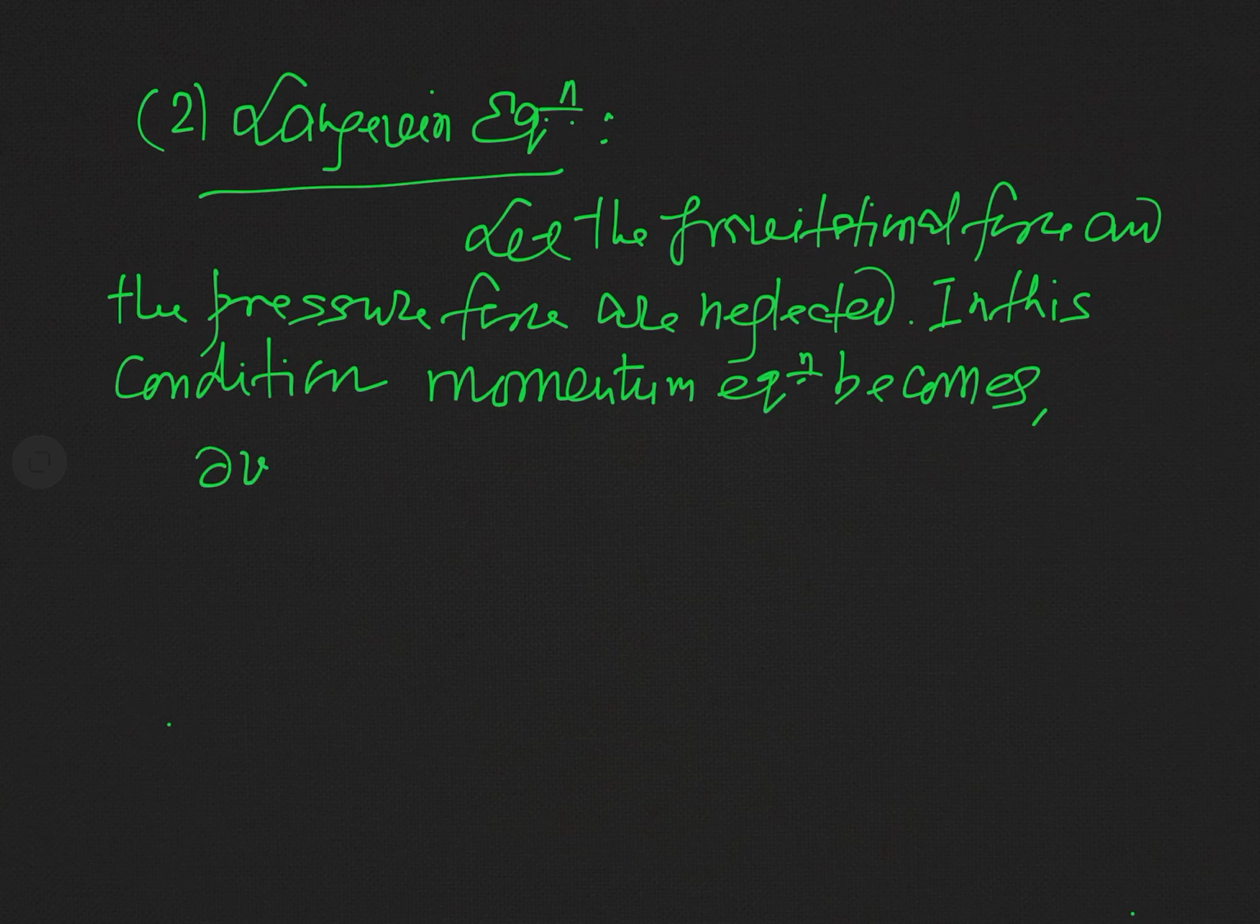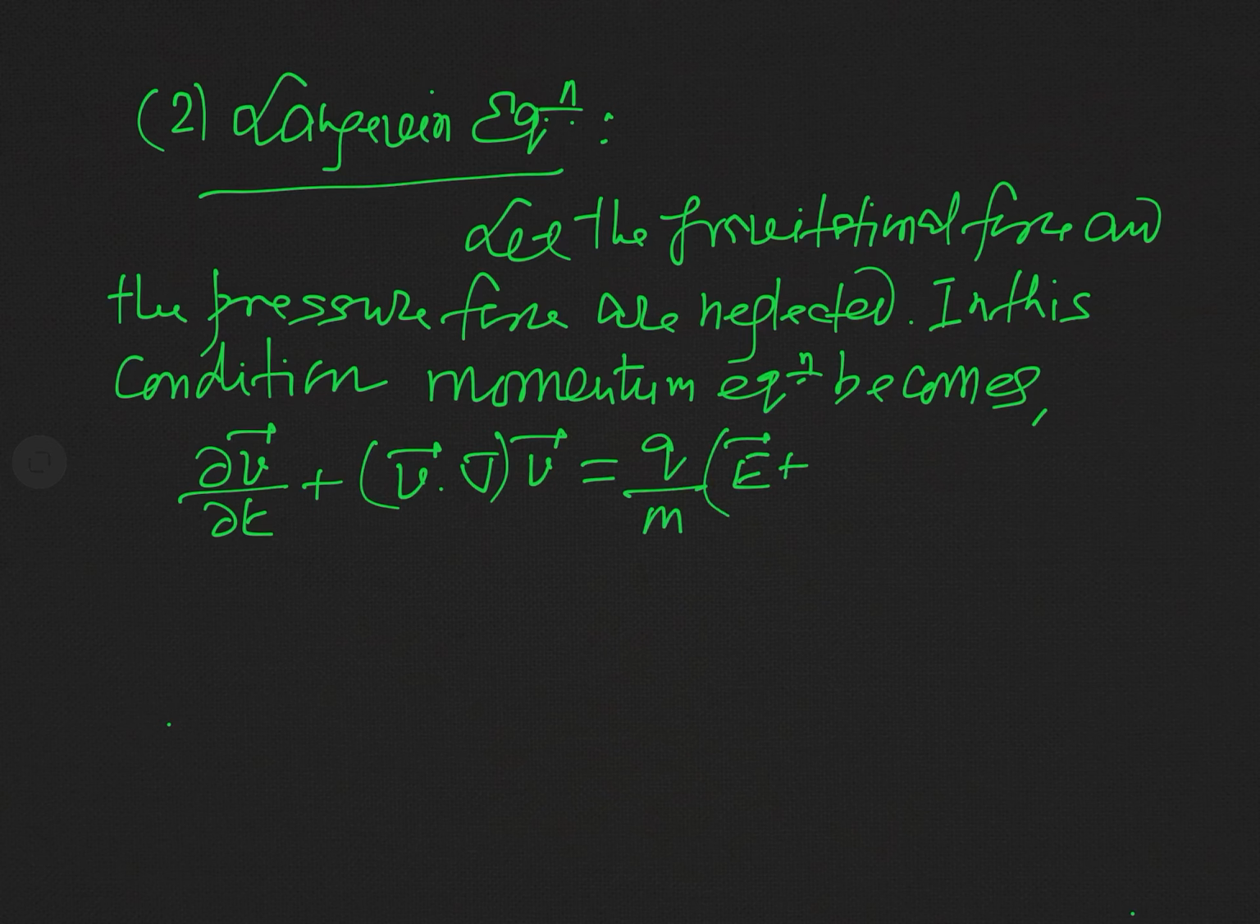That will be simply del v by del t plus v dot del v equal to q over m into E plus v cross b minus nu c into v. Say this is equation 1.